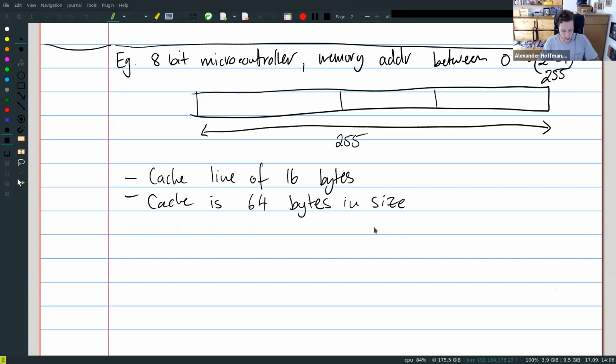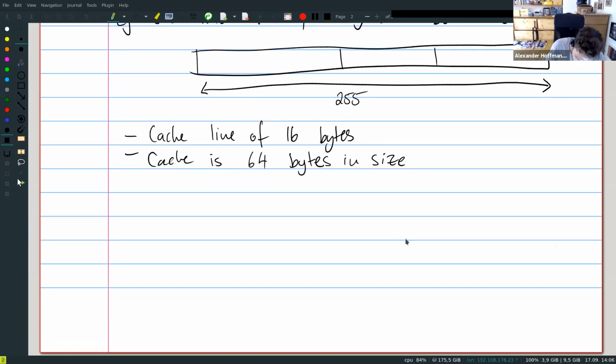So this means that on my system, if we look at my cache and do a calculation from the last question, we can calculate how many lines I have. If I have 64 bytes of cache memory and each line is 16 bytes, I just divide the size by the number of bytes. This gives me, therefore, 4 cache lines.